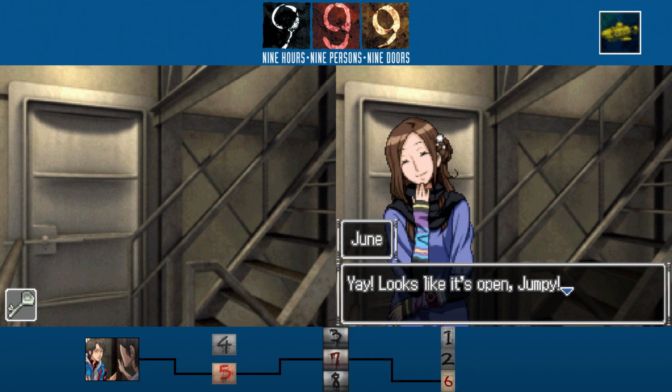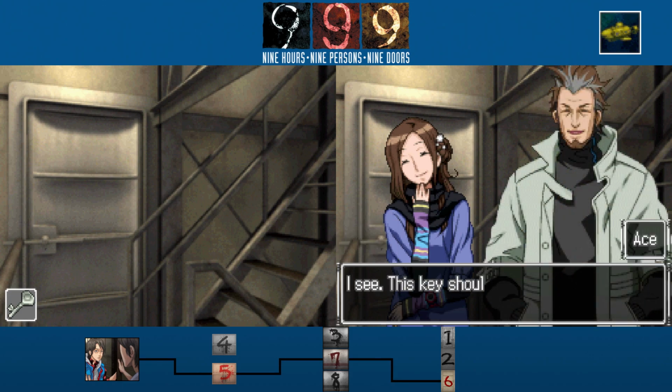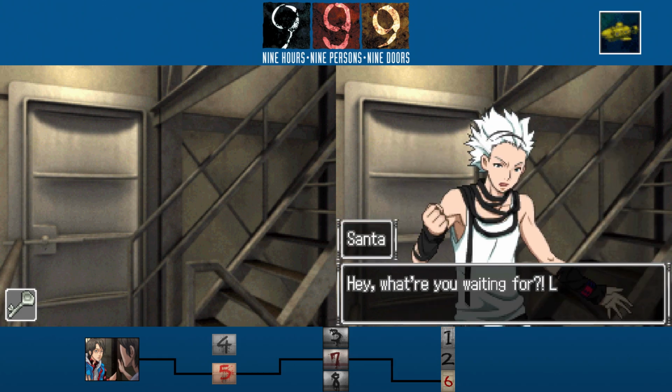Yay! Looks like it's open, Junpei. I see. This key should open this door. Hey, what are you waiting for?